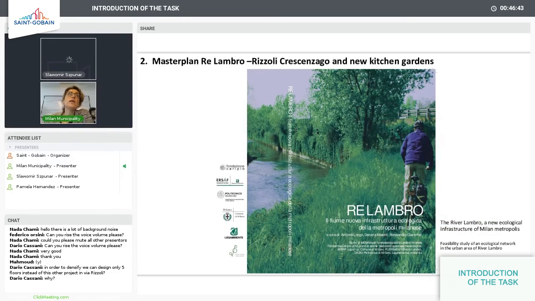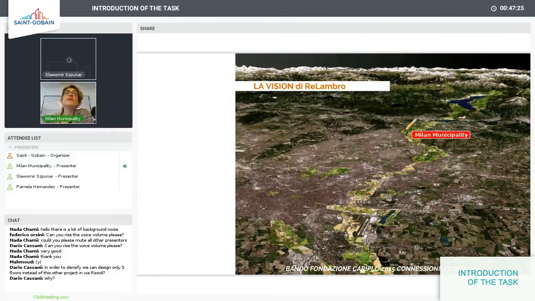The master plan Relambro is a very important project that several actors are developing: Lombardy region, the Politecnico di Milano, the Comune di Milano, Legambiente, Parco Media Valle del Lambro, which is an entity working on the Lambro River. They had the contribution of the Cariplo Foundation in order to study the whole area of the Lambro River. You can see here a territorial vision, from the lakes in the northern part of Lombardy towards the south, and our area is here.